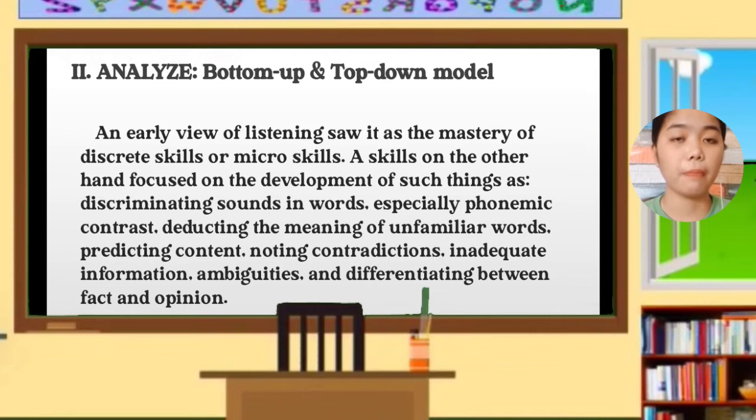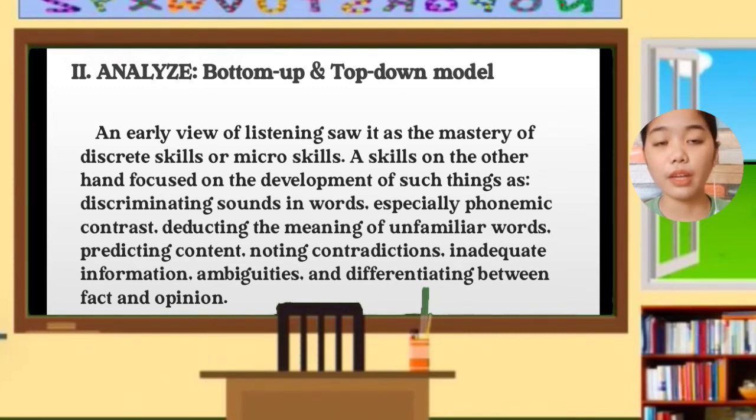Analyze the bottom-up and top-down model. An early view of listening saw it as the mastery of discrete skills or micro skills. When we say micro skills, these are basic counseling skills that assist rapport building and begin the therapeutic process. They include listening, nonverbal communication, silence, empathy, and response.